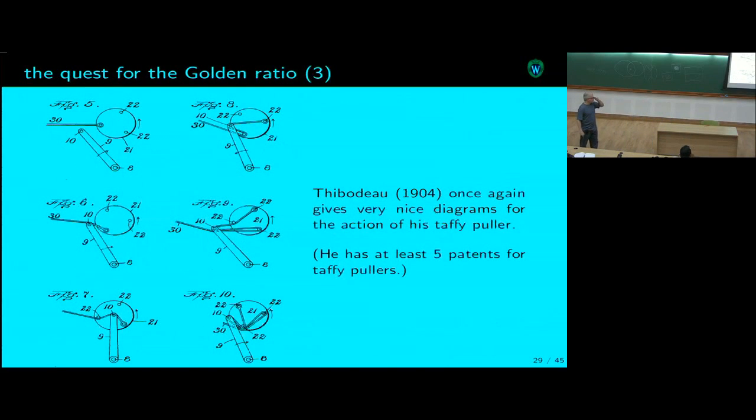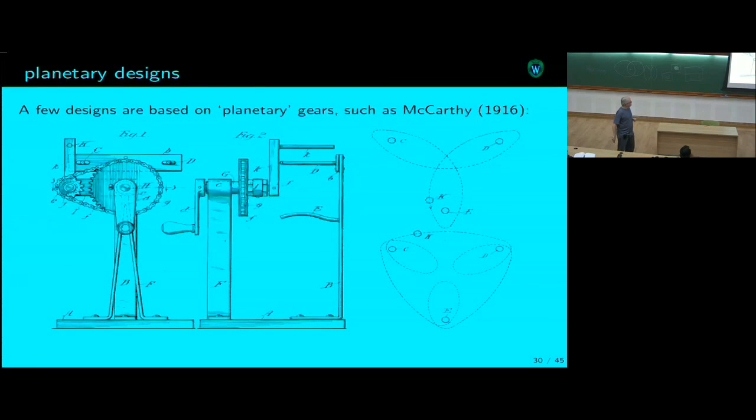Here's how this golden ratio device works. Again, beautiful pictures in the patents, but it's not too enlightening. I can just point out, though, that Thibodeau is really the king of the taffy pullers. He's got about 5 of these patents. So let me just show you some exotic designs at the end here.